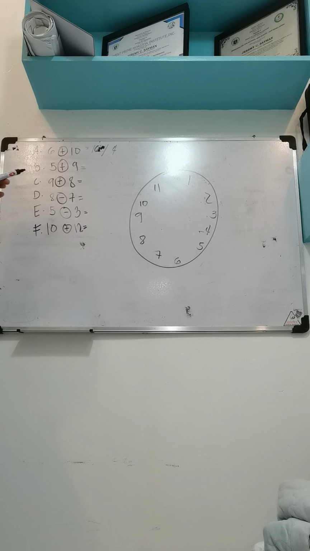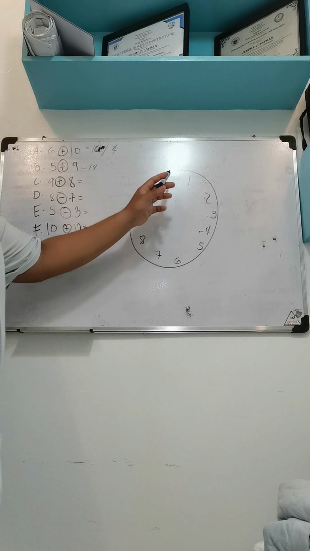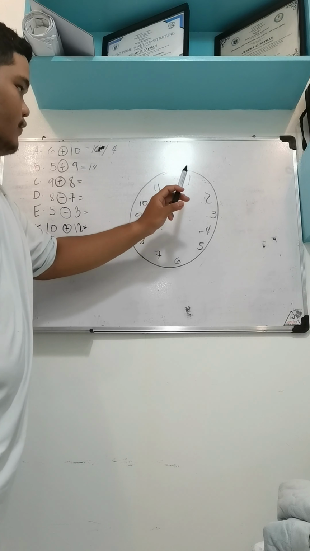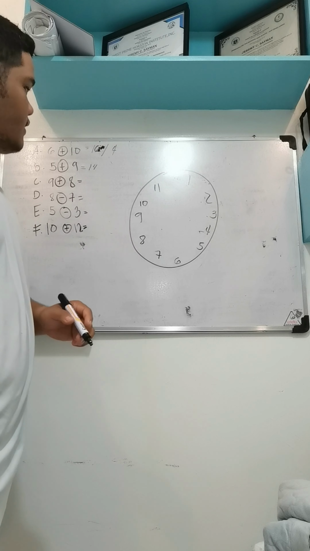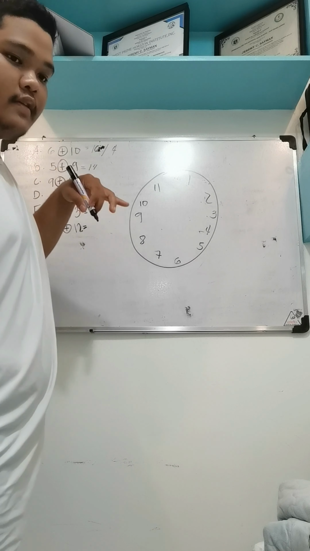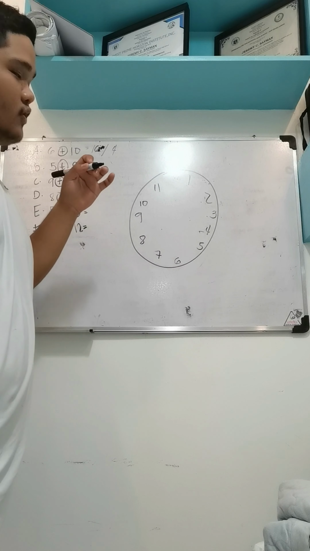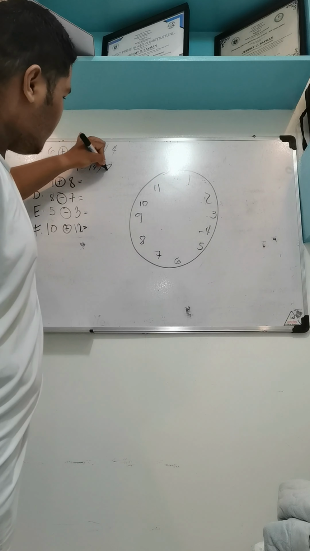The same here with 5 plus 9. If we add 5 plus 9, it will give us 14. But since 14 is more than 12, let's start counting again from 12. So 12, 13, 14. So 14 tells us that it is the same as 2 o'clock in 12-hour format.